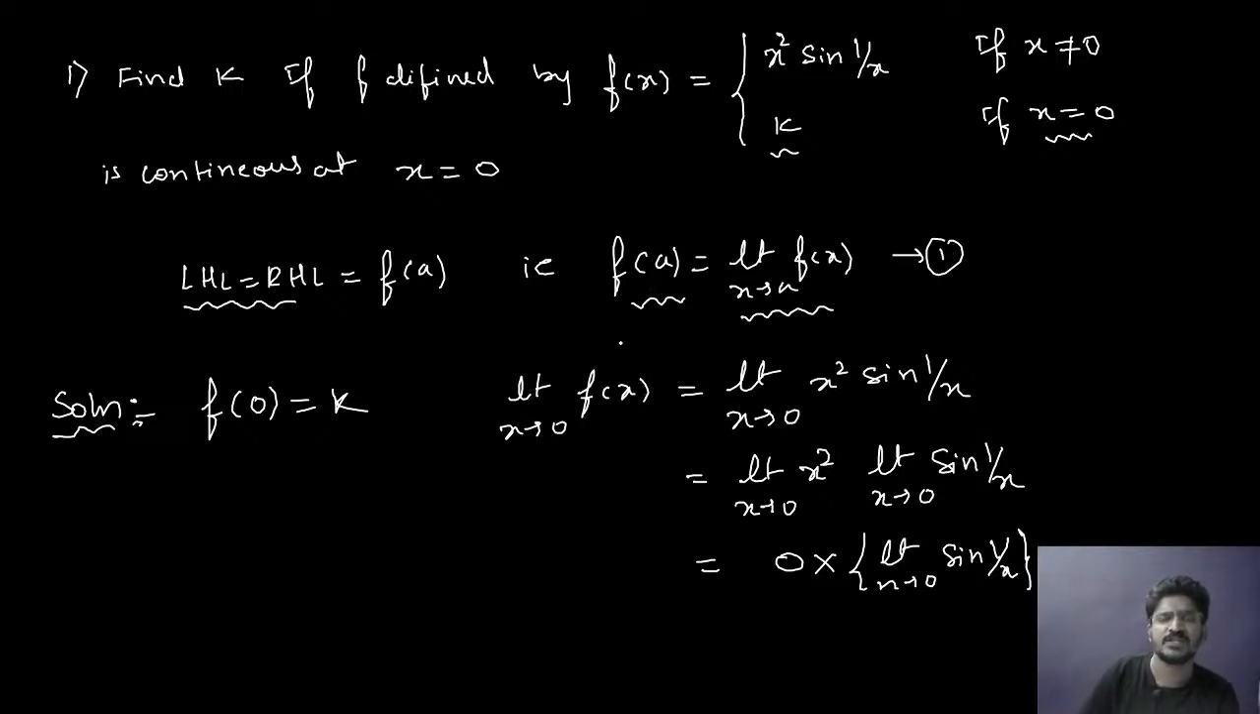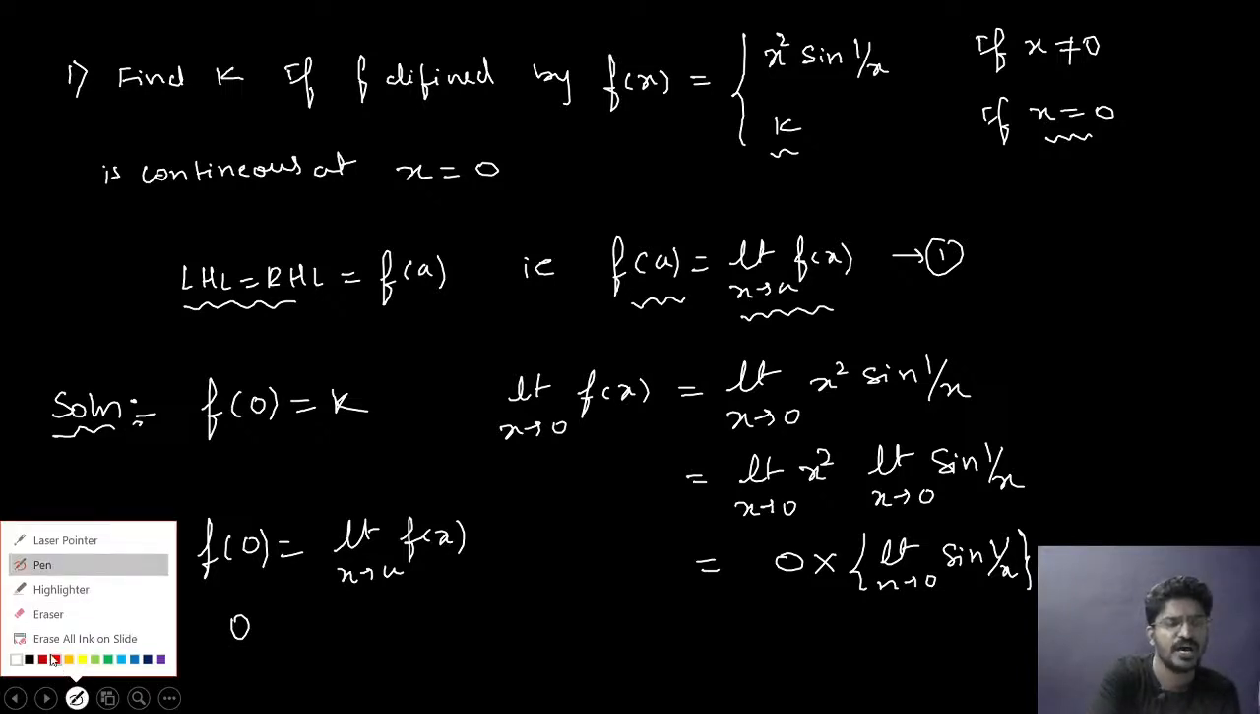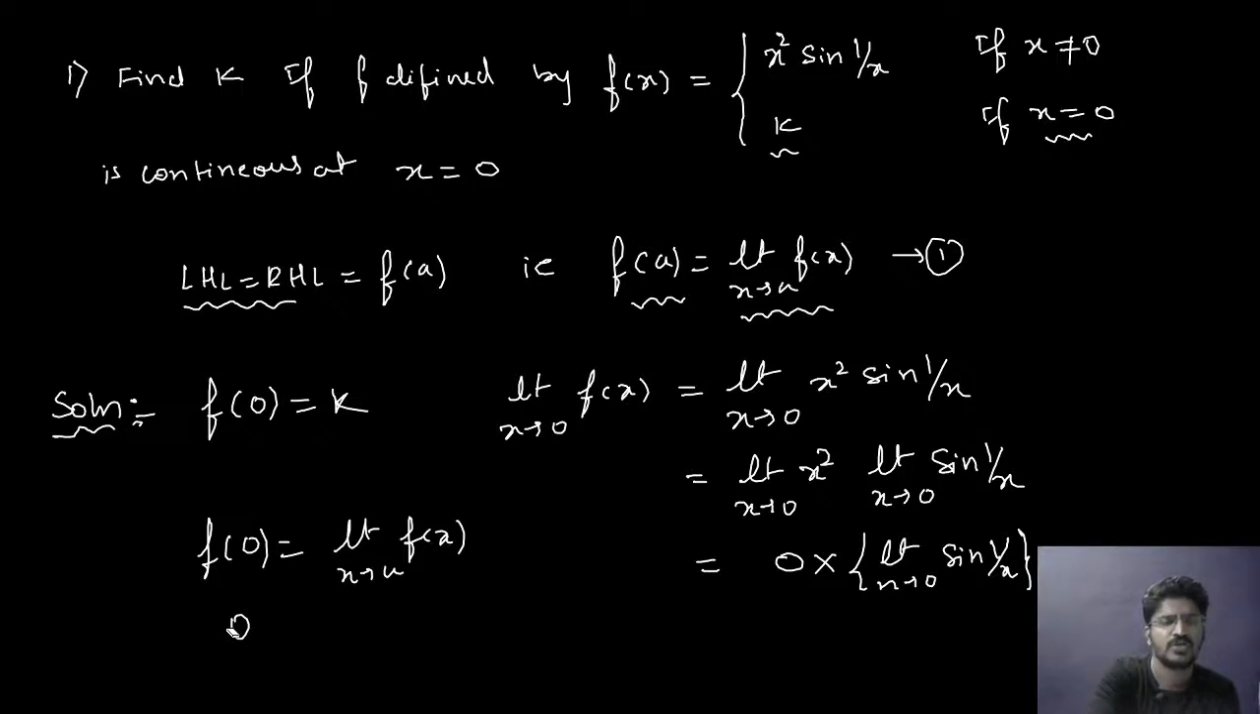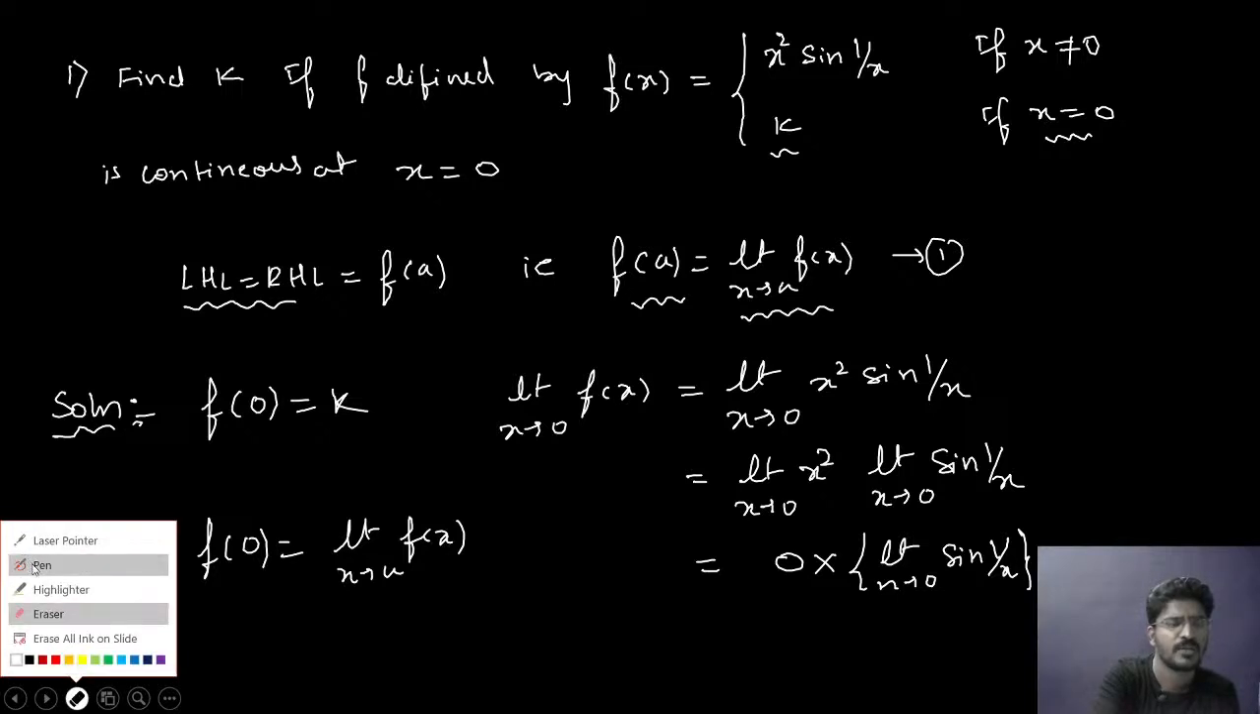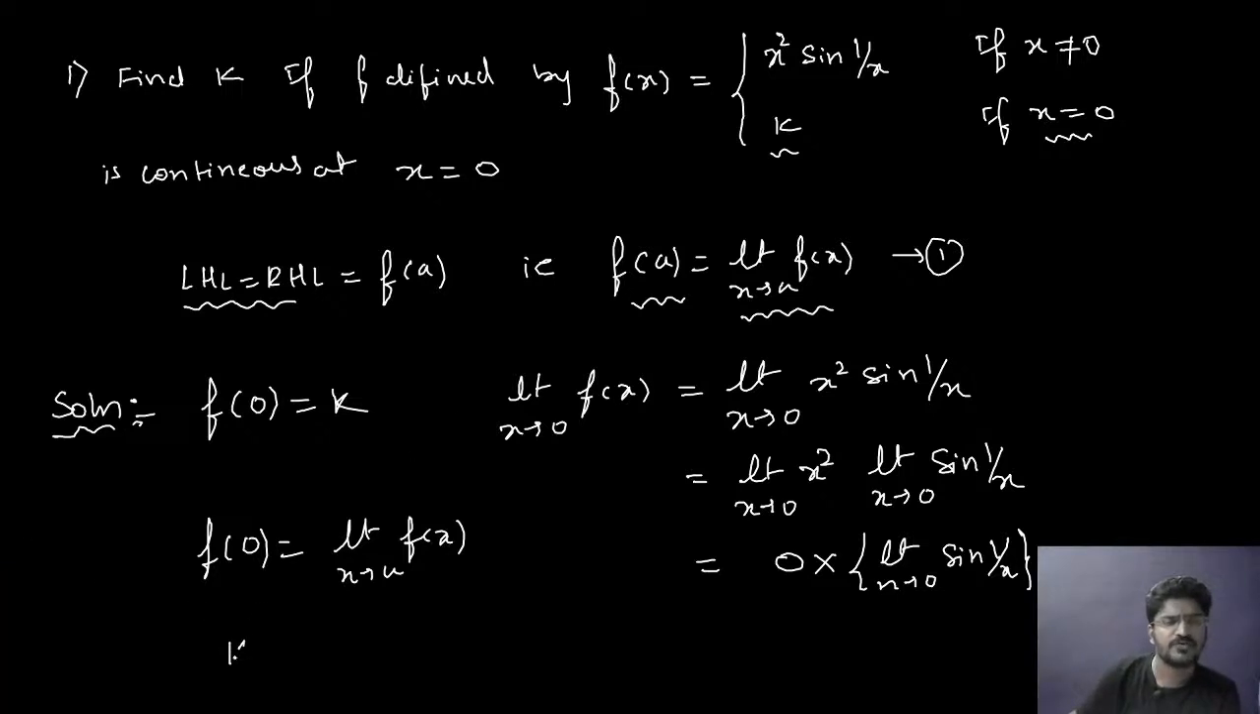So therefore f of a, that is f of 0, is equal to limit extending to a f of x. Here you have f of 0 as k. So you take that term, that is f of 0 is equal to k. So write f of 0 equal to k, and this term, see here you got 0. So k equal to 0 will be the answer. Clear? If you have any confusions, I will explain once again.